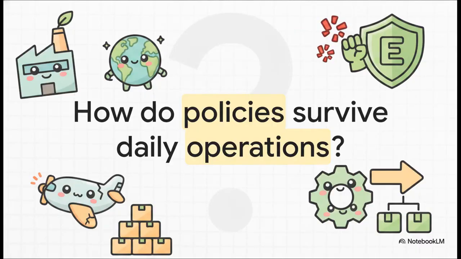It really forces us to ask a super pragmatic question. How do lofty environmental policies actually survive contact with daily operations? Because let's be honest here, without a highly structured operational plan, even the absolute best environmental policies are going to crash the moment production ramps up or a sudden supply chain issue hits.